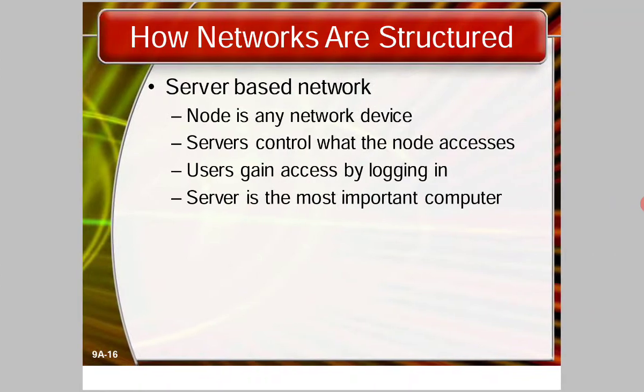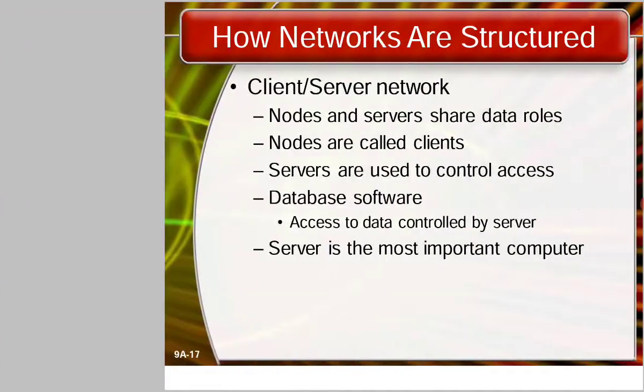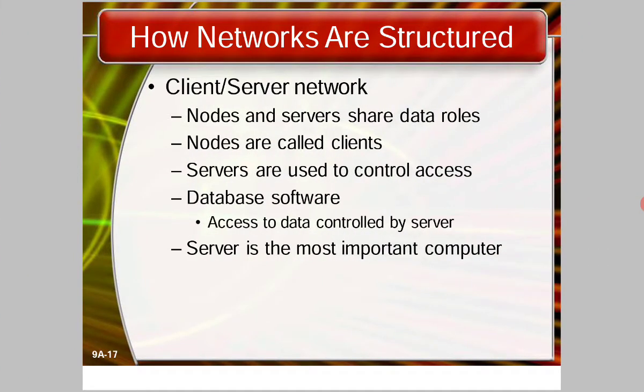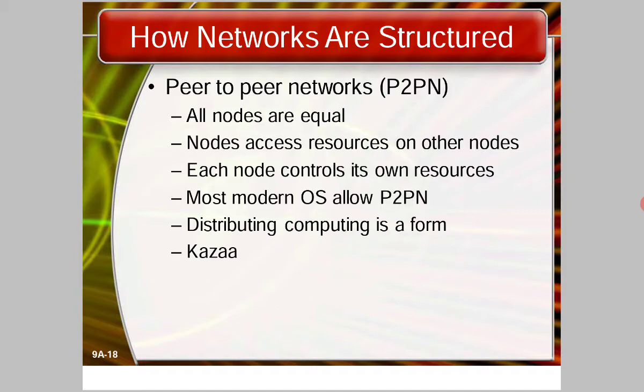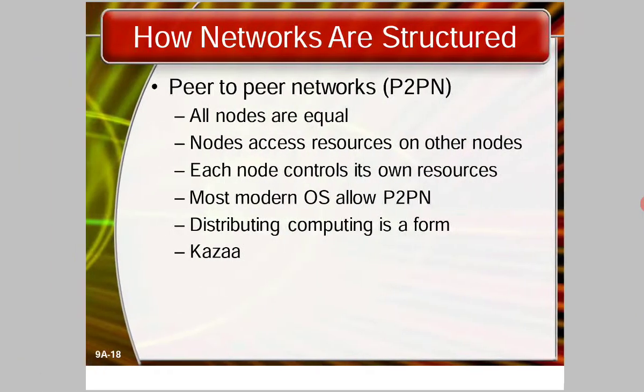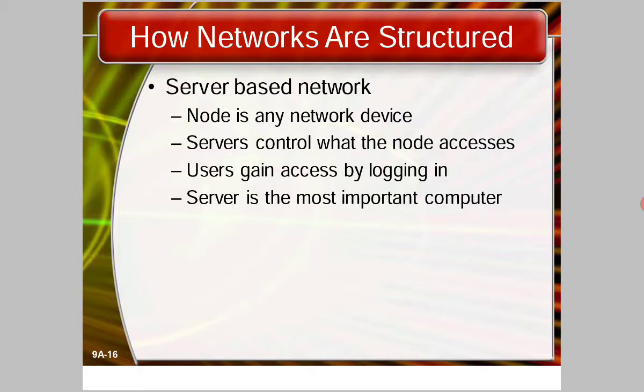Now, how networks are structured, or how networks are created. One type is the server-based network, the second type is the client-server network, and the third is the peer-to-peer network. These are the three basic types of networks used. First is the server-based network. A node is any network device. Servers control what the node accesses. Users gain access by logging in. The server is the most important computer.